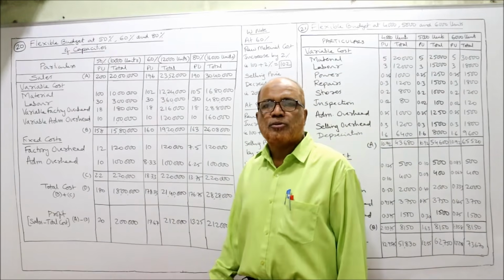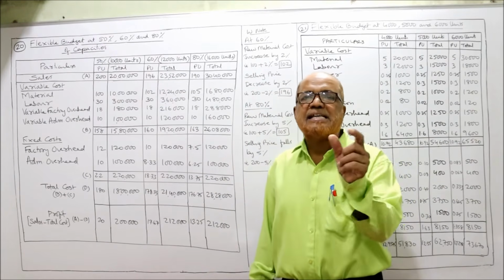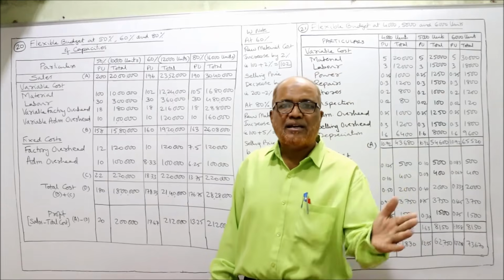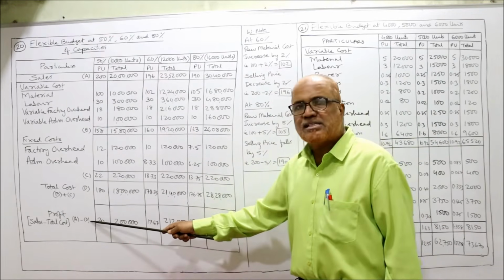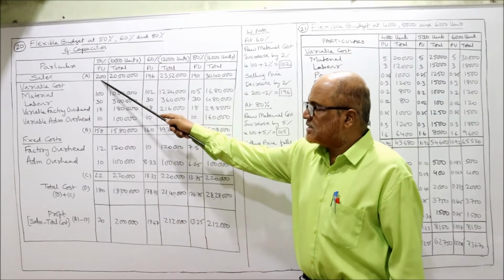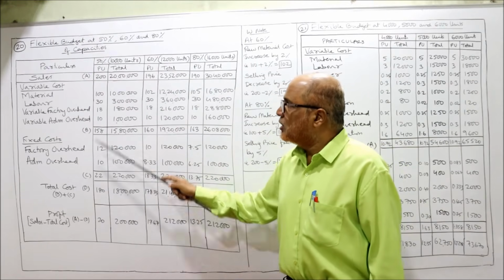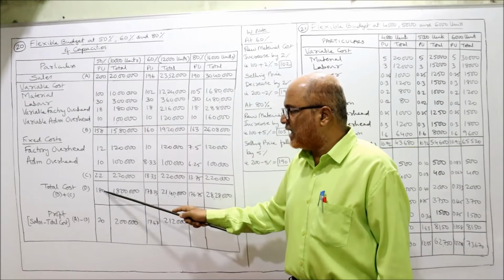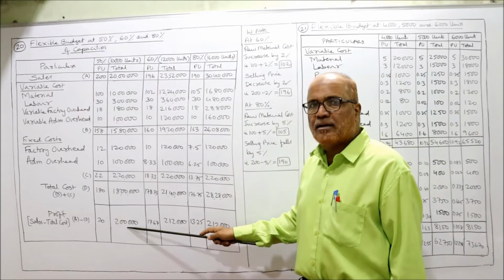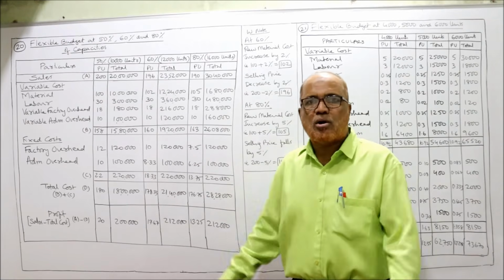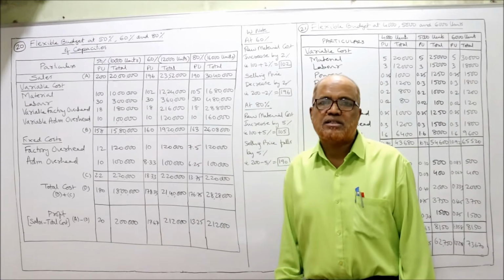Now simply profit. Profit is the difference between sales and total cost. Sales minus total cost. That means A minus D. A is sales and D is the total cost. So here 200 minus 180, 20. 20 lakh minus 18 lakh, 2 lakh. Like this you calculate. That's all. This is the flexible budget.